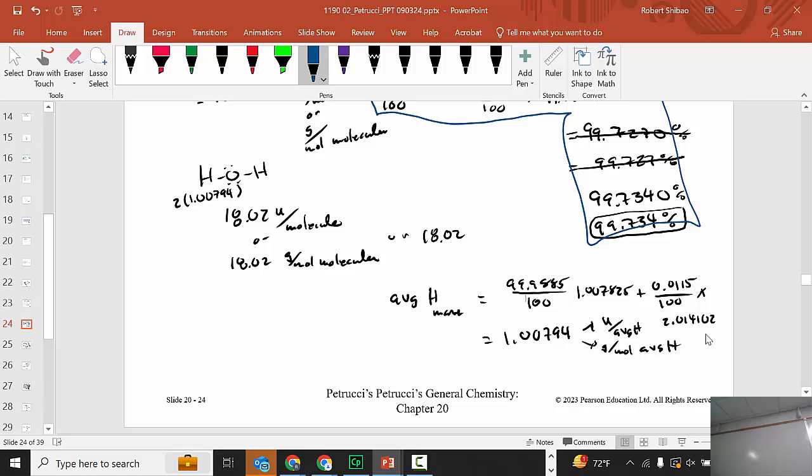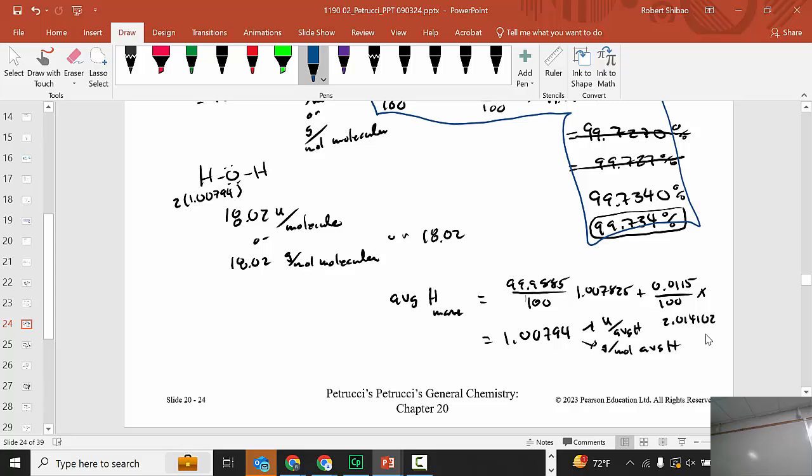And the same thing here. The average mass of a hydrogen atom is 1.0794. That's what's going to be on the periodic table. And again, this is going to be U per hydrogen atom, or grams per mole of average hydrogen atom. I wrote average because there's no hydrogen atom in nature that exists that weighs this amount.